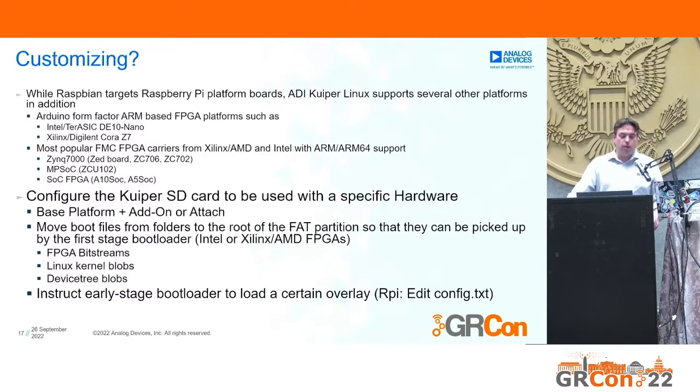It's basically configuring the SD card to be used with a specific hardware, and hardware can mean base platform plus attached boards. It's basically moving files around so that the first stage bootloader can pick them up. For Raspberry Pi, there's a special thing that's specific to the Raspberry Pi first stage bootloader. There's a file called config.txt, and you can edit that file to instruct the system to load a certain device tree overlay.